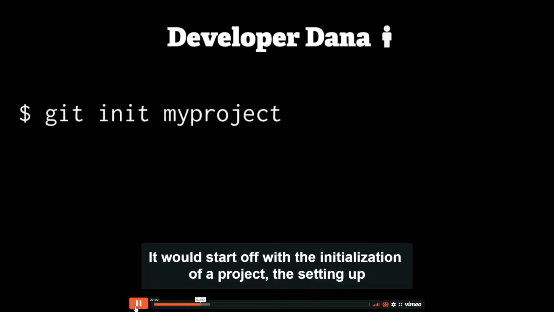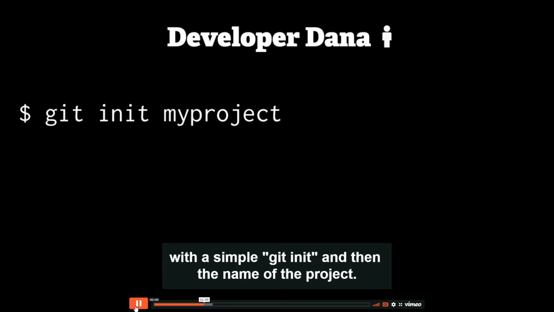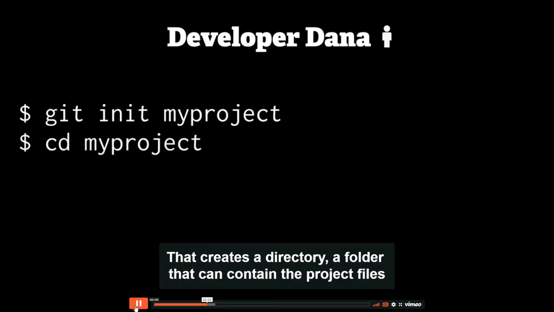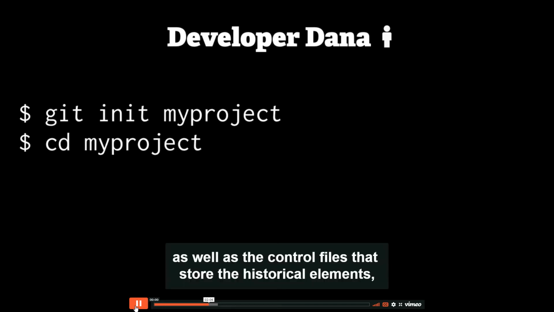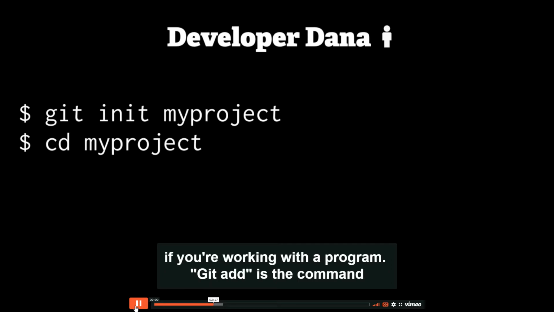It would start off with the initialization of a project, the setting up of the Git control structures. That's done at the command prompt with a simple git init and then the name of the project. That creates a directory, a folder that can contain the project files as well as the control files that store the historical elements, the history snapshots of your documents, images, source code if you're working with a program.